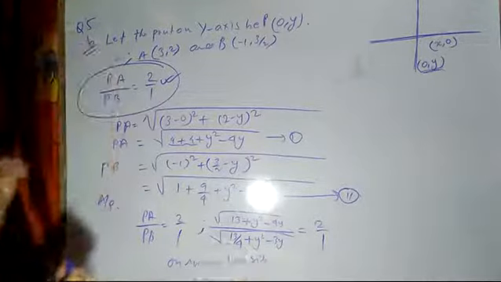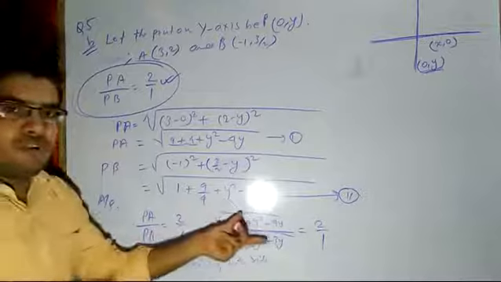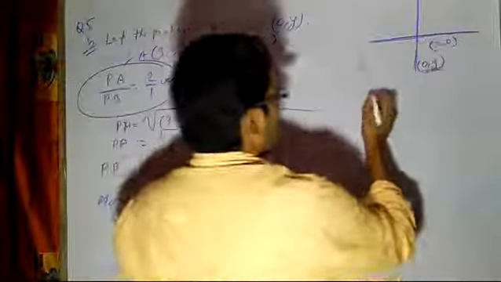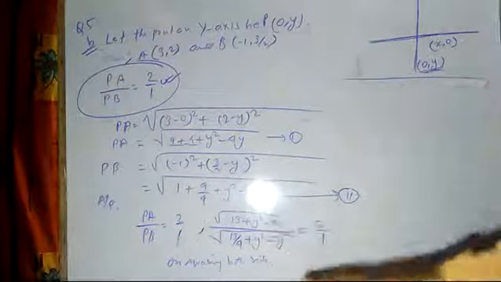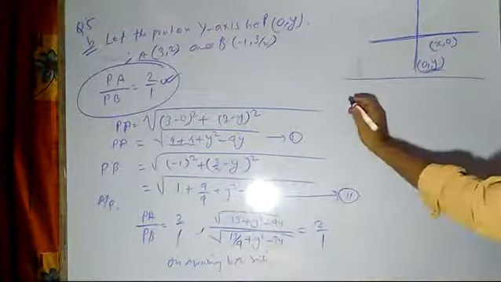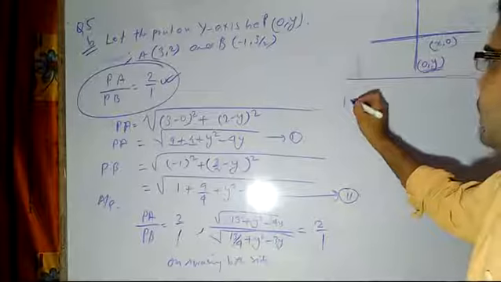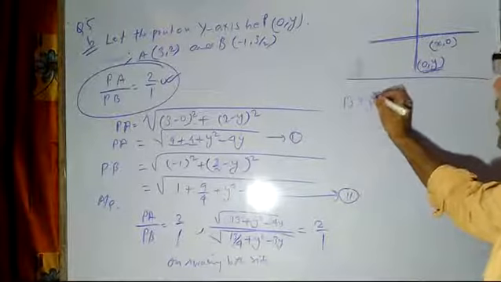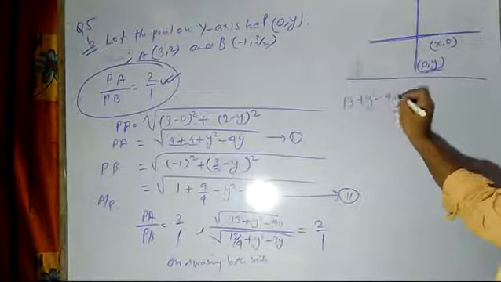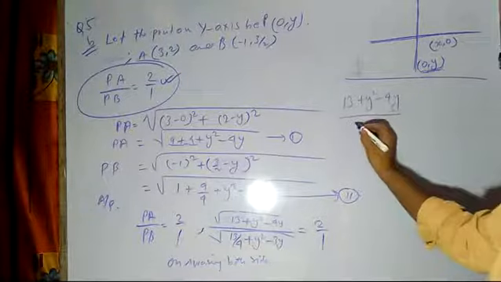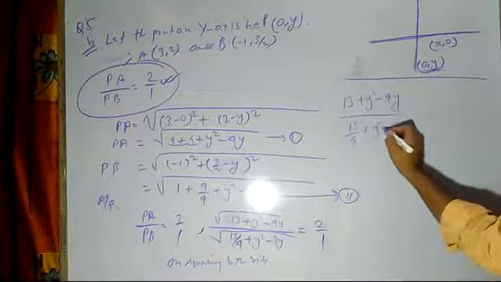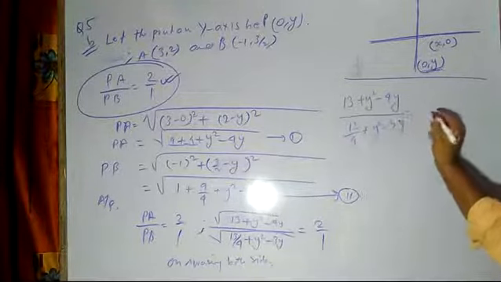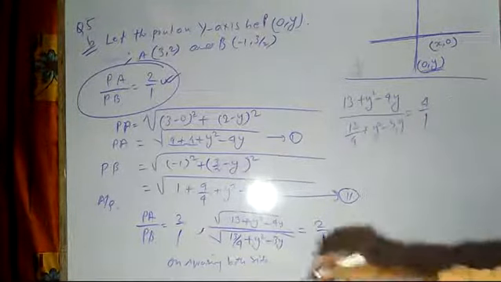On squaring both sides. Why am I squaring both sides? To remove this root symbol and then get the calculation, to get the value of x and y. Here we have x equal to 0 only, then y, to get the value of y. So I will be getting (13 + y² − 4y) upon (13/4 + y² − 3y) is equal to 4 upon 1, because of squaring.